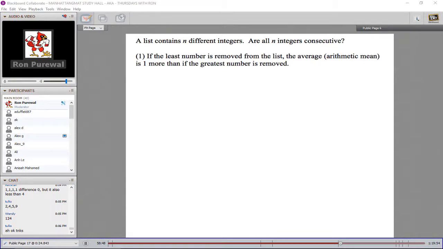The average is 1 more than if the greatest number is removed from the list. And remember, you can try this both ways. You can try this algebraically. Like this is at least something you can do algebraically. I mean, it's not the friendliest thing in the world to set up, but it's not horrendous, right?